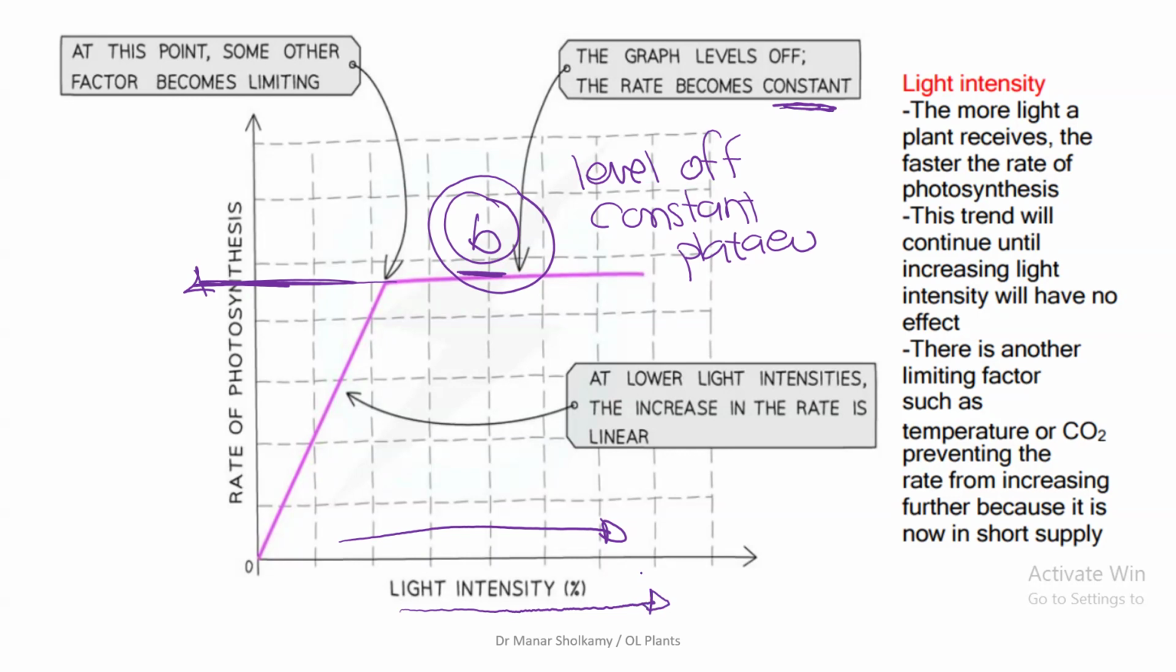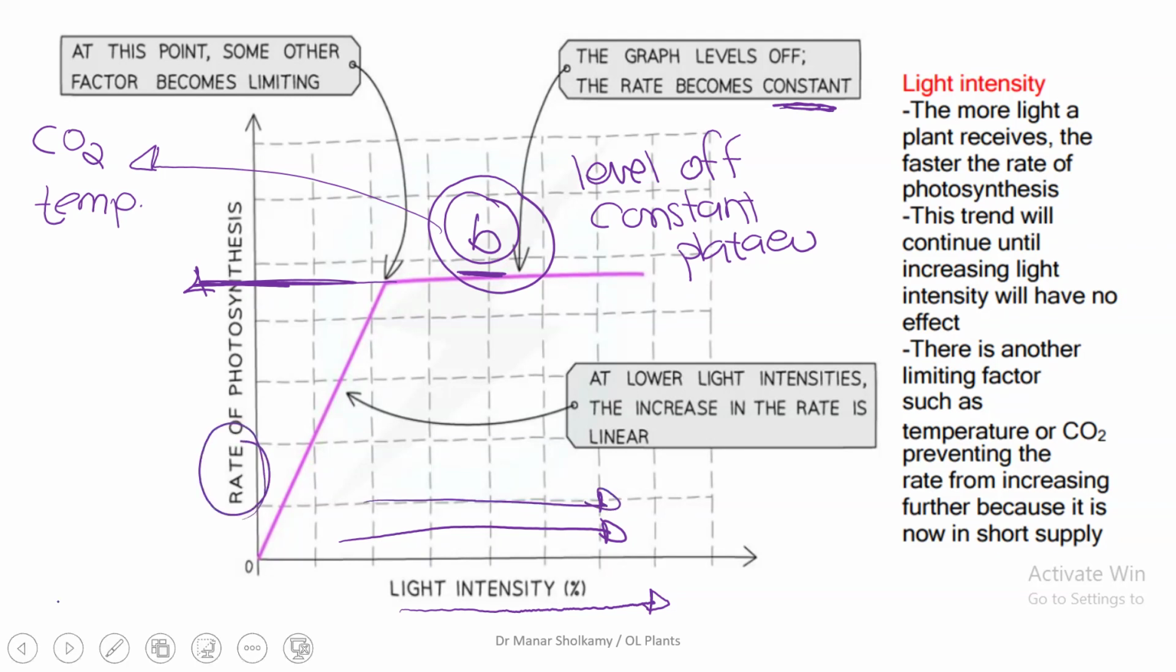So what is the limiting factor at B? If it is not the light, what can be the limiting factor at B? Temperature. Yes, you are correct. Any other factor? Carbon dioxide concentration, temperature, any other factor but not the light, because I am providing light. Even though I am providing light, the rate of photosynthesis is constant.